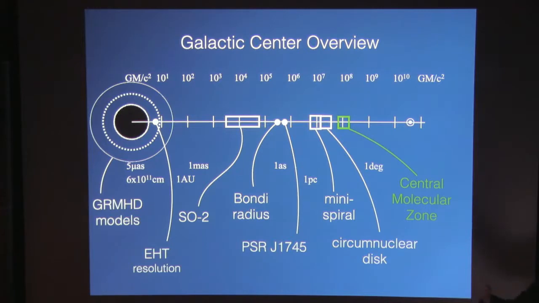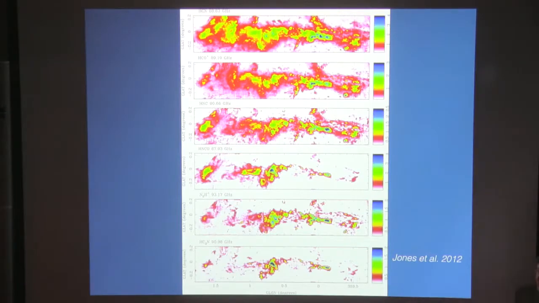And if we go in by a factor of almost 1,000 in distance, we reach the central molecular zone. And some people here have been pioneers in this business. Tony Stark, I see over here. So here's a map of the central molecular zone.